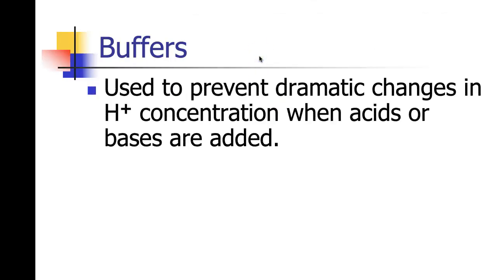Okay. So buffers are incredibly important because they're used to prevent dramatic changes in hydrogen ion concentration when acids or bases are added, right? And we said that we have to maintain this very narrow range of blood pH, 7.35 to 7.45. So we need buffers in the blood to prevent these dramatic changes so we don't get convulsions or other dangerous effects of pH being too high or too low.